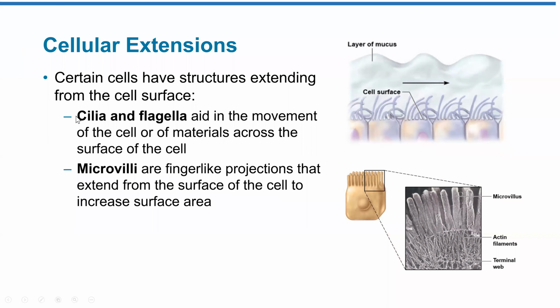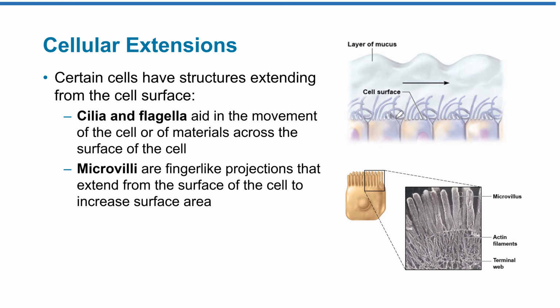Now about cilia and flagella. Certain cells have structures extending from the cell surface. That's what cilia and flagella are. It's a structure that you will find on the surface of a cell, like over here or right there. They aid in the movement of the cell or of materials across the surface of the cell. Remember, cilia and flagella are for movement.